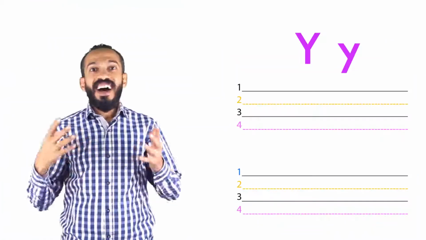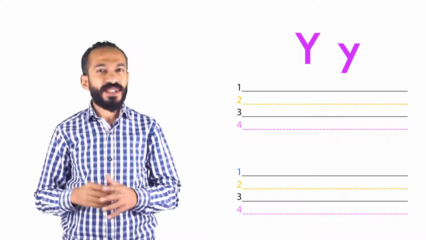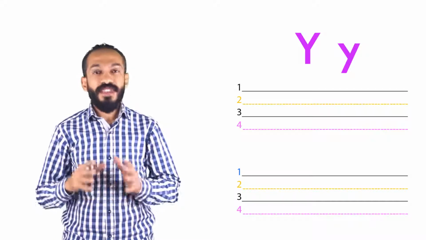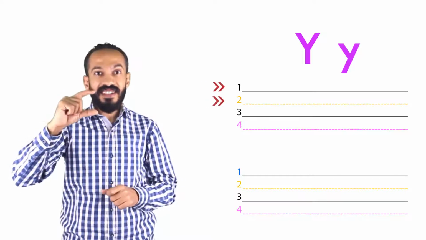Sometimes we can put it under our chin like this. How to draw an uppercase Y? It consists of two different parts. The first part, we always write it between the first and the second lines.